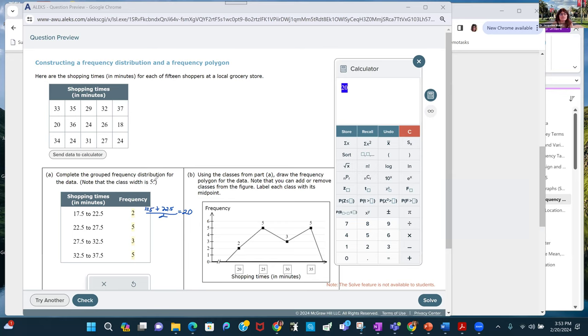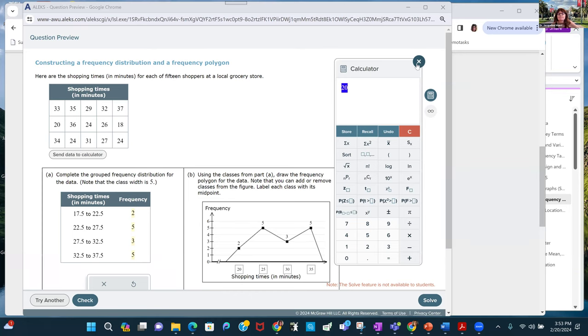Or, since the class width is five, you could add 2.5 on the left. That's the other way to think about it. Add 2.5, because that's half of five. So 17 and 2 is 19, and then you have two halves, that gives you the 20. Add 2.5, you get 25. Add 2.5, you get 30. Add 2.5, you get 35. And then plot those frequencies above the midpoints.